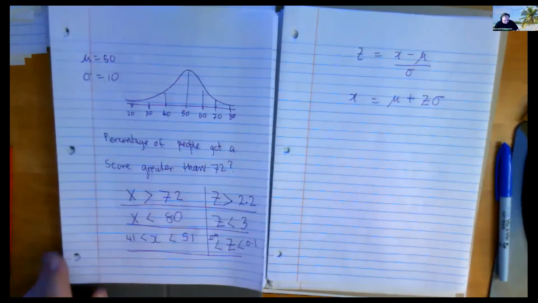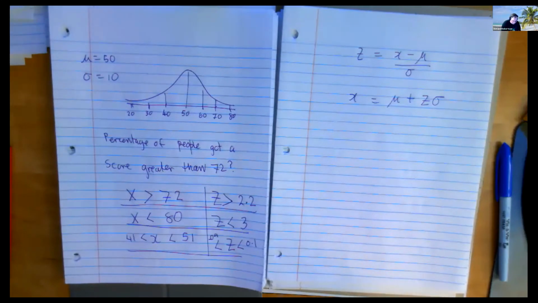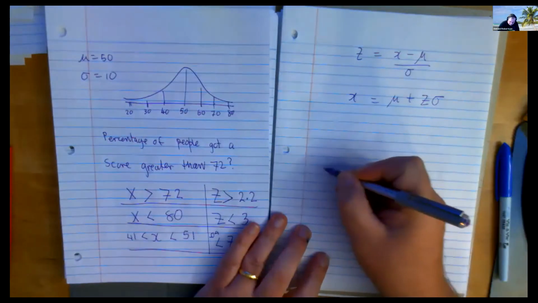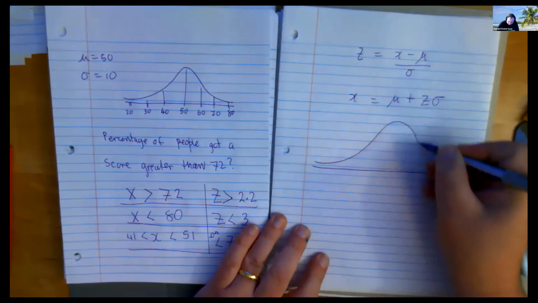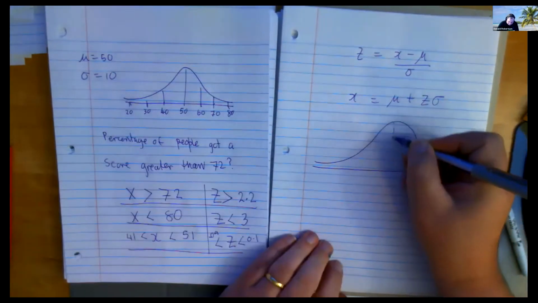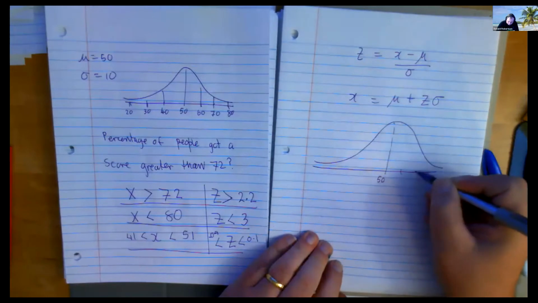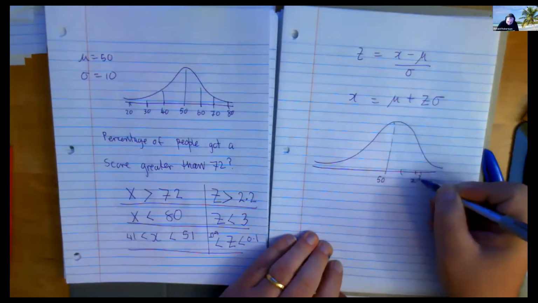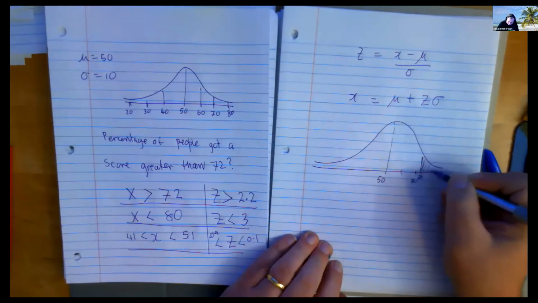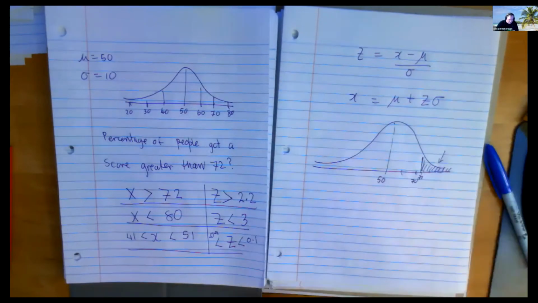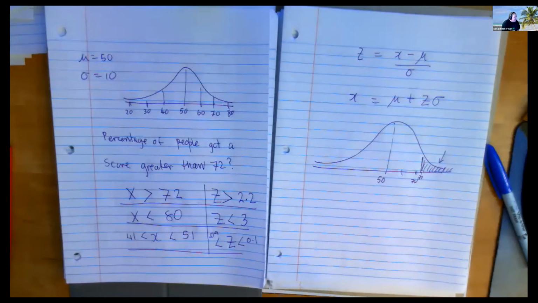So let's answer that question. What percentage of people got a score greater than 72? That'd be a nice question to answer. So the mean is 50. So I'll draw a little picture with 50, 60, 70. So 72 is roughly about there. I don't need to be particularly accurate. Aren't I trying to find that piece of the cake? Now, I can't do the piece of cake because it doesn't finish at a nice number, but this guy here, he can do this for us.